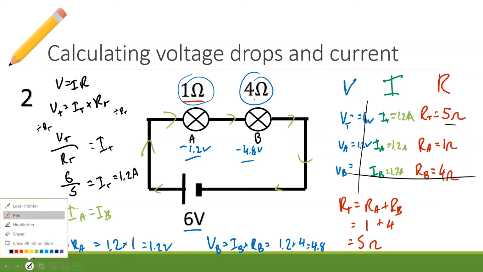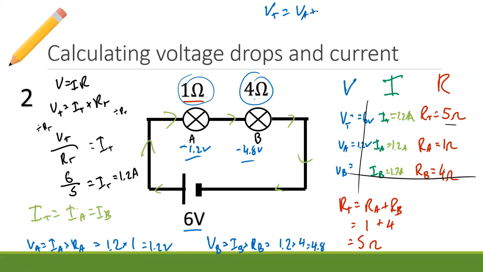We know that, just so I can show you guys, V total equals VA plus VB. So if you know that the total voltage is 6, you know that the voltage through A is 1.2, then whatever VB needs to add up to get to 6. So 6 minus 1.2 equals VB, VB equals 4.8 volts. So that's just a different way to answer the same question. It doesn't actually matter which way you fill in this tic-tac-toe, whether you go down or you go across, you should still get the same answer.